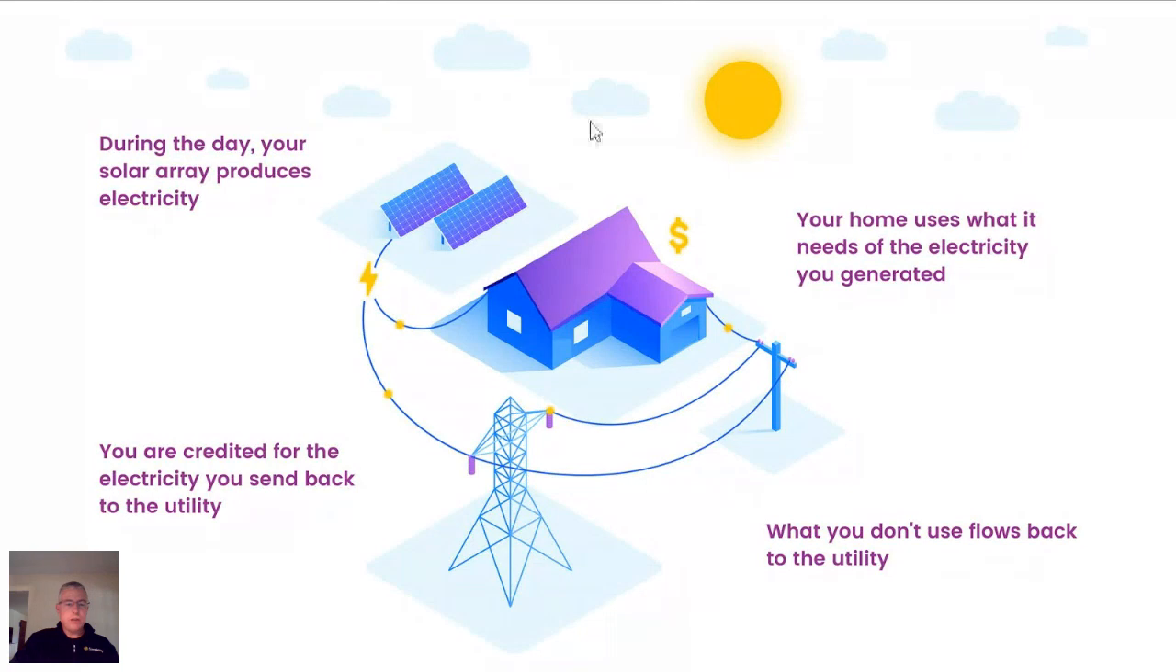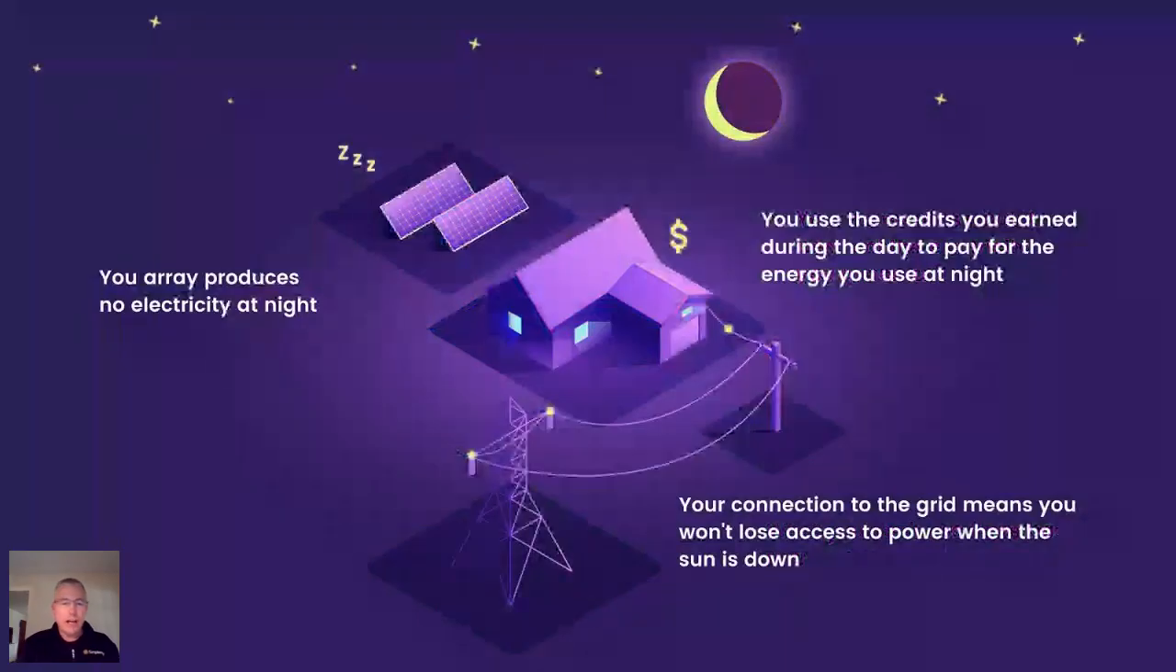Now, when the sun goes down, your array is not producing electricity, but you are able to pull against those credits that you've earned during the daytime when you may have been overproducing electricity. So yes, you are pulling electricity off of the grid at night when your array is not producing. But if you are able to take advantage of net metering based on what utility you are connected to, even though you are using electricity that you're pulling off the grid, you may not actually be paying for it. So therefore, your solar array, even at night, has still produced a benefit to you.